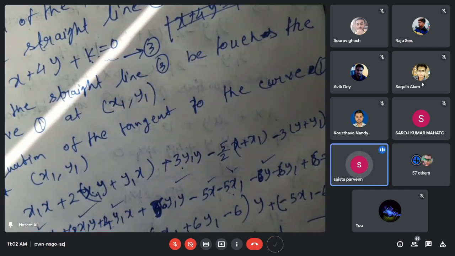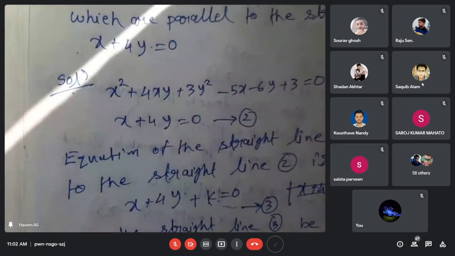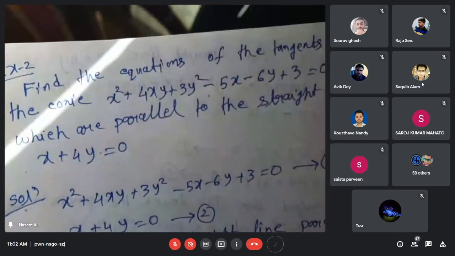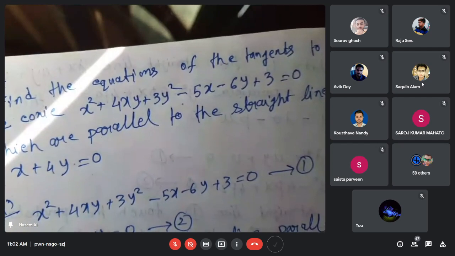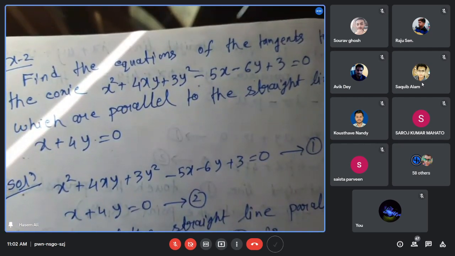Sir, the whole page is not visible. The whole page cannot be visible at a time.